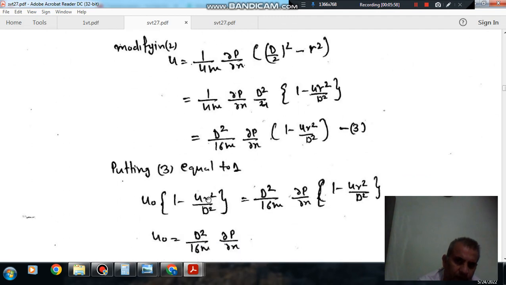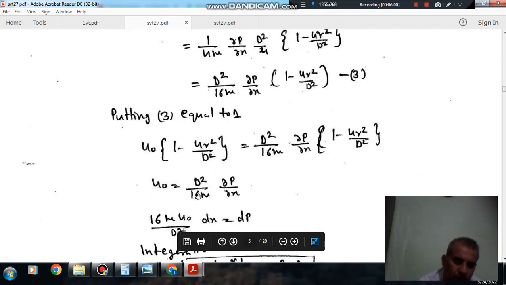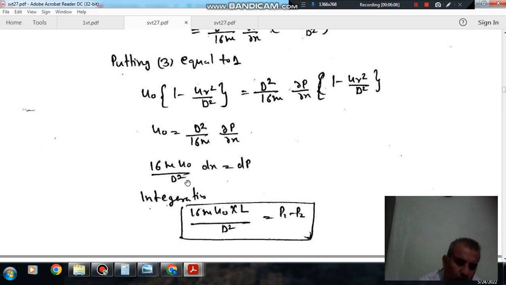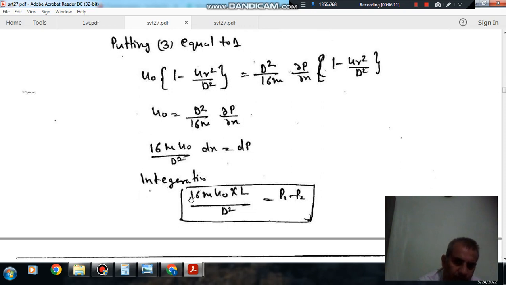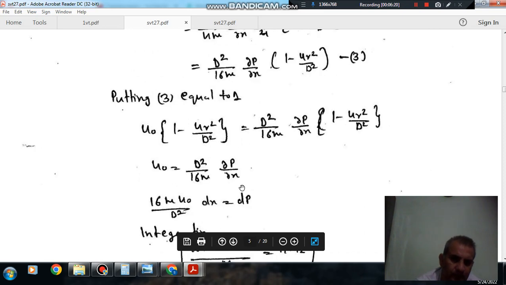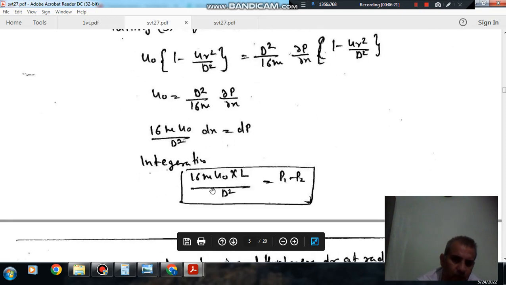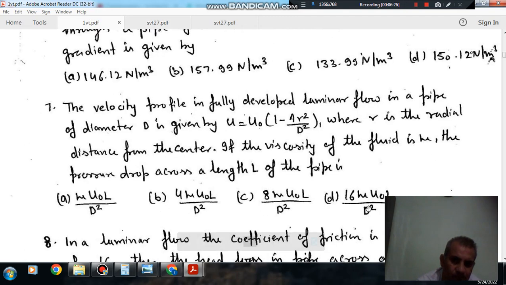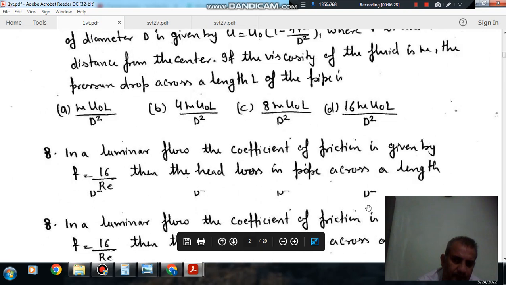Equating 3 and 1, we get u naught is equal to d²/16 mu dp/dx. So dp/dx is 16 mu u naught by d². Integrating this, we get 16 mu u naught L by d² equal to P1 minus P2. So the pressure difference is 16 mu u naught L by d². Option D is the right answer.